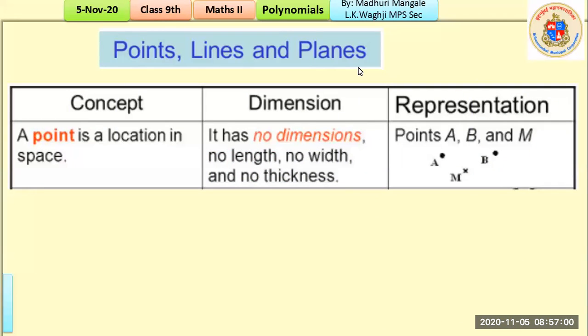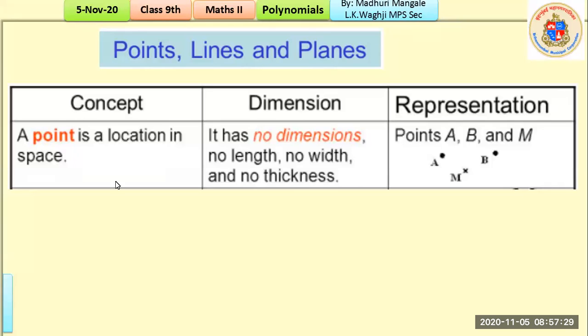For this chapter, basic concepts in geometry, we have seen the very basic things, that is, what is a point, what is a line and a plane. I request all the students to be very attentive in this recap, because at the end of this class we will be taking a short quiz, and that will include these initial parts, that is this recap. So be really very attentive.